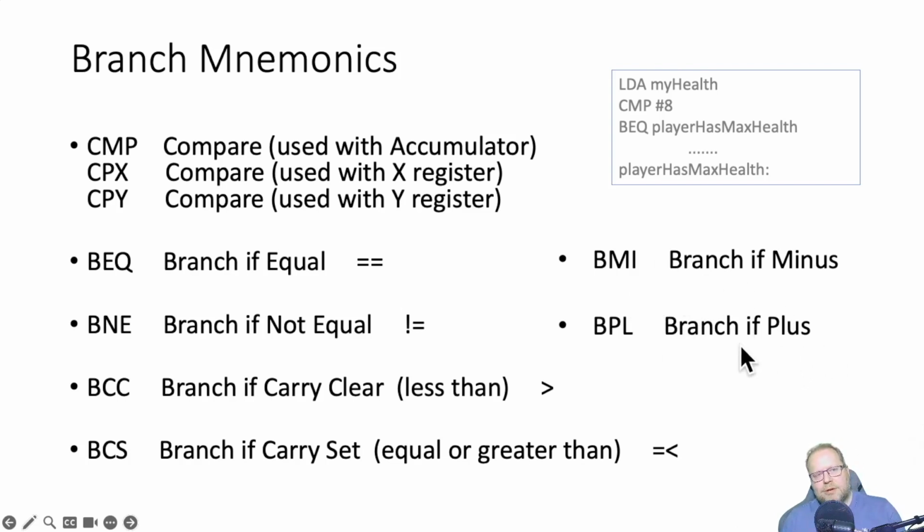The point here is that we have these helper mnemonics, CMP, compare, which we're using with the accumulator. If we load X or load Y, we want to compare those values, then we write CPX to compare whatever's in the X register, or CPY to compare with whatever's in the Y register. Okay, so the point here is that we have these different mnemonics to branch. We branch in different ways.